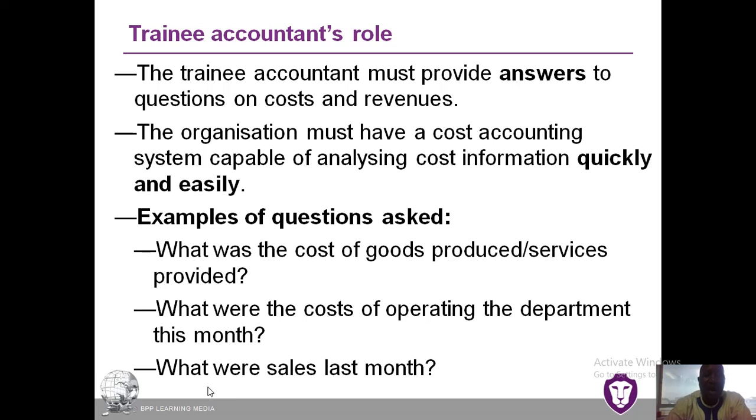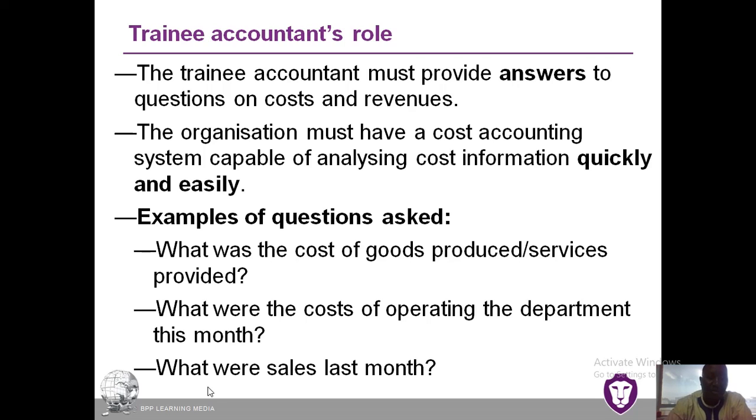Trainee accountants are not in the position to make decisions, but to provide information to the decision makers, who are managers. So the organization must have a cost accounting system capable of analyzing cost information quickly and easily, and that's where a computerized system of course comes in, and the use of spreadsheets comes in there. We've got our chapter 11 where we'll talk about the use of spreadsheets or Excel to make it easy for management accountants to provide that particular information.